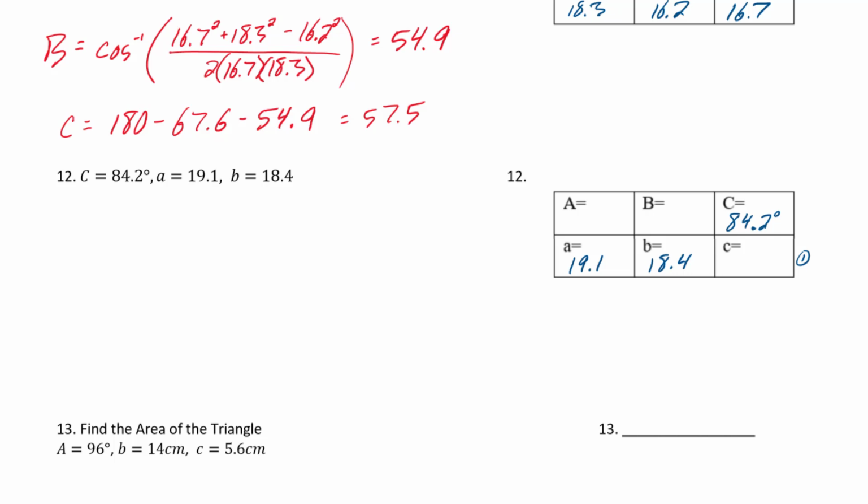Once I have 2 of the angles, I can get the third one just by subtracting the other 2 that I know from 180. So again, I'm forced to solve for this little c first, so let's go ahead and get the ball rolling on that.